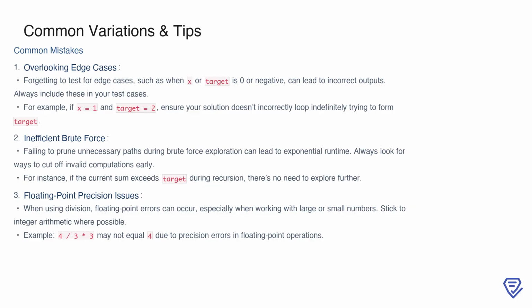Using division with floating point numbers can introduce subtle errors, especially when working with very large or very small numbers. For instance, the calculation 4/3*3 might not precisely result in 4 due to rounding errors. To avoid these pitfalls, stick to integer arithmetic wherever possible.